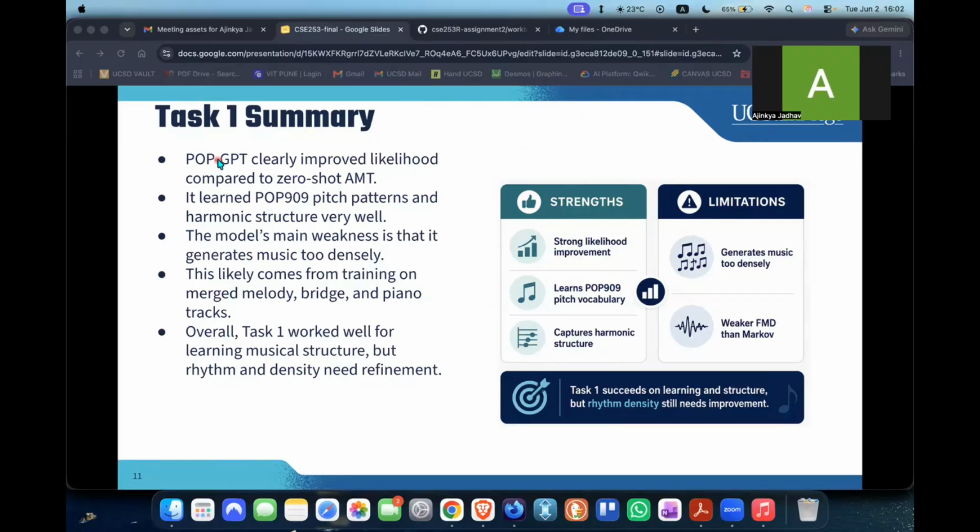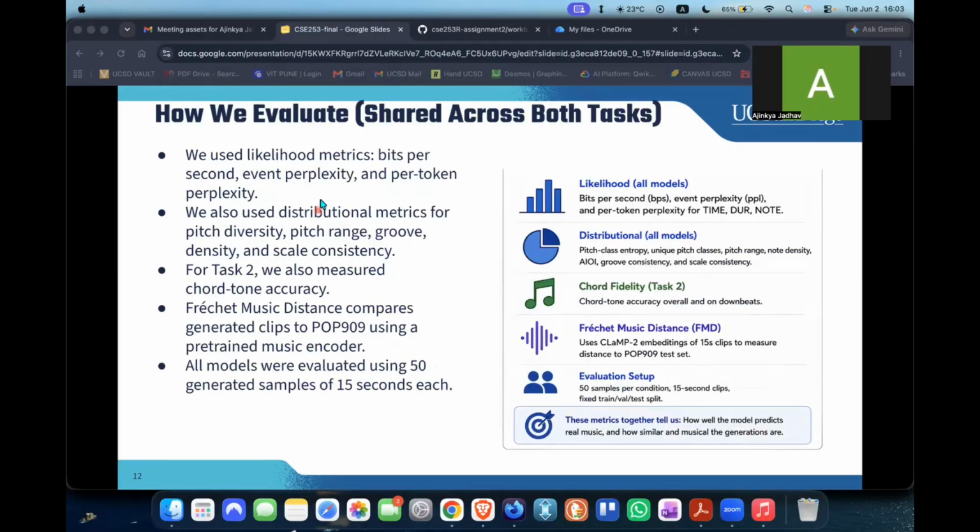So, Pop GPT clearly improved the likelihood compared to the zero-shot AMT. It learned the Pop 909 pitch patterns very well, as well as the harmonic structures. The model's main weakness was that it generated music which was too dense. This likely comes from training on merged melody, bridge, and piano tracks. So just to sum up, the overall task 1 worked very well for musical structure, but the rhythm and density needed refinement. Moving forward, how did we evaluate it across both the tasks?